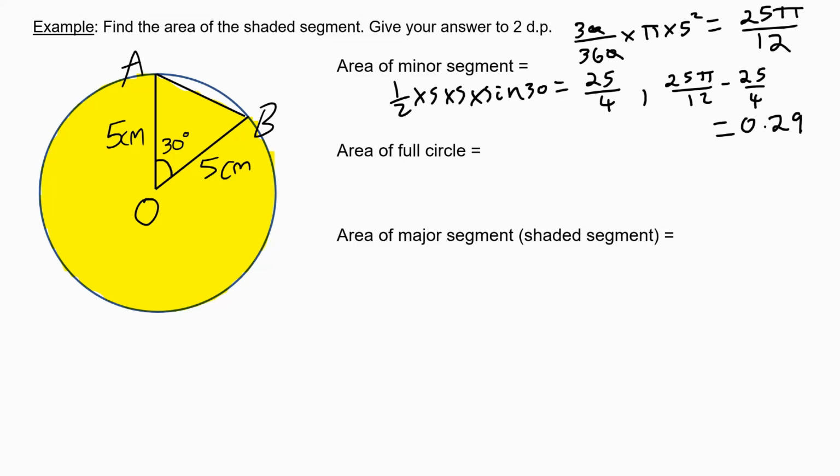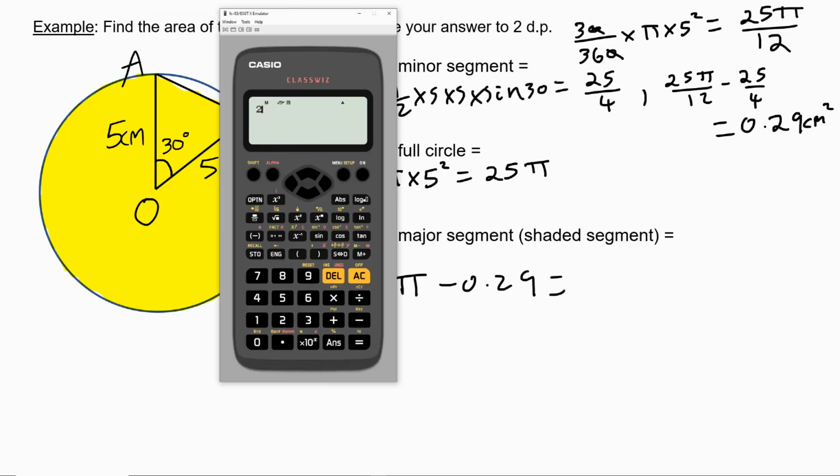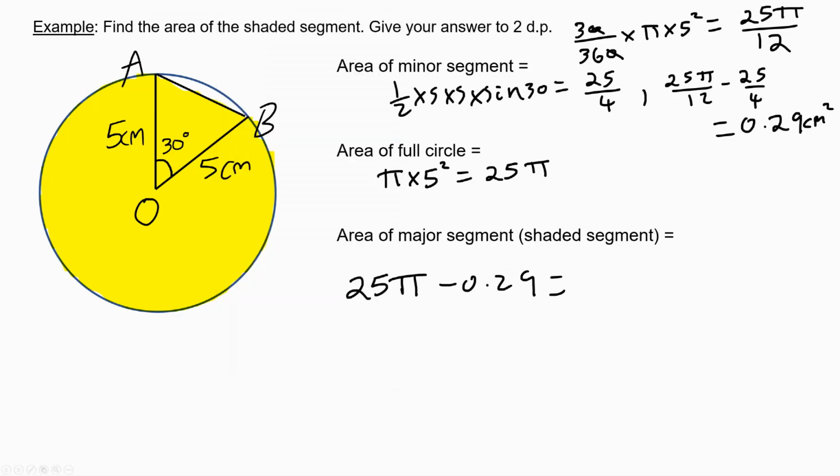To work out the area of the full circle, we need to do pi r squared, pi times 5 squared, which is 25 pi, in centimeters squared. So to work out the area of the major segment, we need to do 25 pi, which is the whole circle, take away 0.29. And that will give me the answer to 2 decimal places. So if I just do 25 pi, take away what I just had, I get 78.24 approximately.